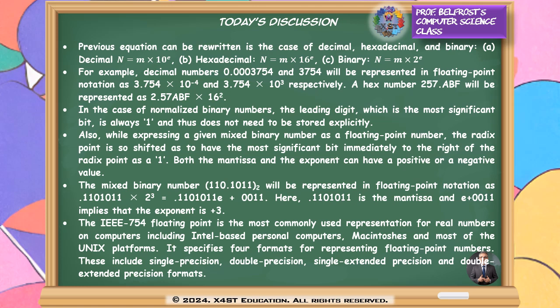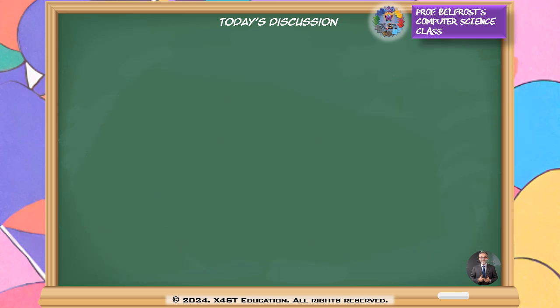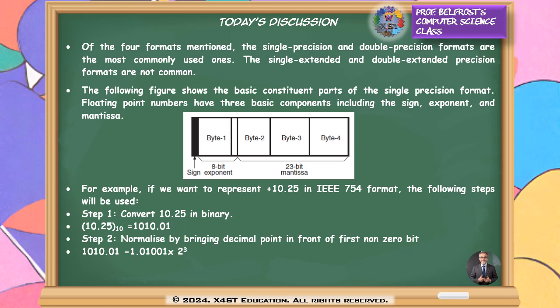IEEE 754 is the code number of one of the standards in IEEE. Floating point is the most commonly used representation for real numbers on computers, including Intel-based personal computers, Macintoshes, and most of the Unix platforms. It specifies four formats for representing floating point numbers: single precision, double precision, single extended precision, and double extended precision. Of the four formats, the single precision and double precision formats are the most commonly used, and the single extended and double extended precision formats are not common.